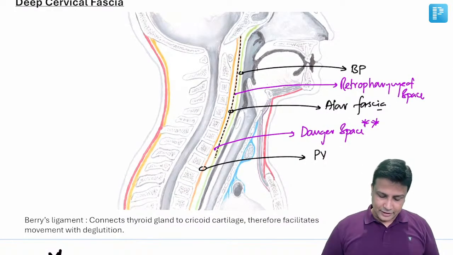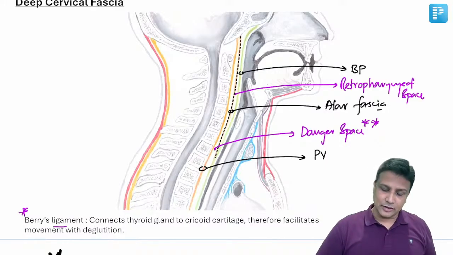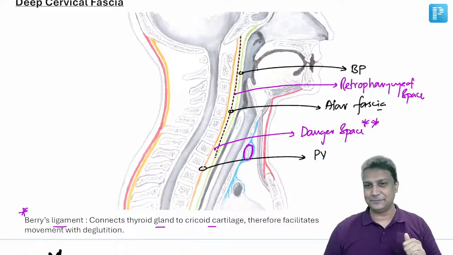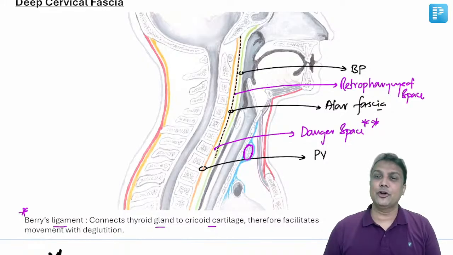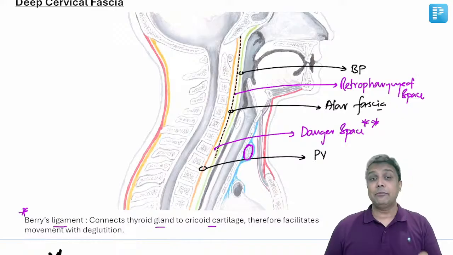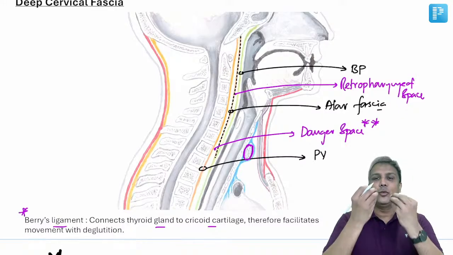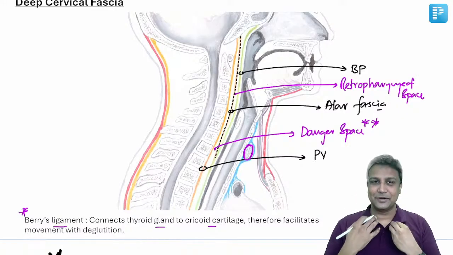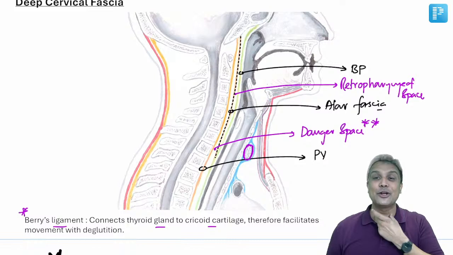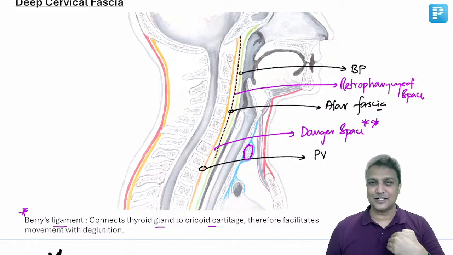Now there was a question regarding the Berry's ligament also. What is this ligament of Berry? It is the one which connects your thyroid gland to the cricoid cartilage behind. That is the ligament of Berry. It is one of the modifications of your pretracheal fascia only. And because of this, whenever you consume something, eat something, the thyroid swelling is going to move with deglutition, with swallowing.